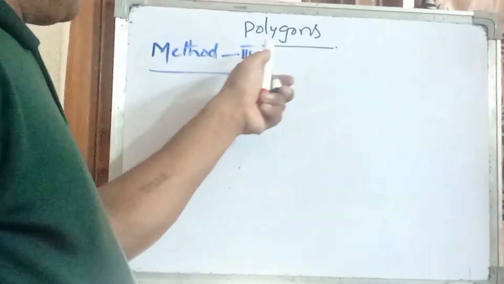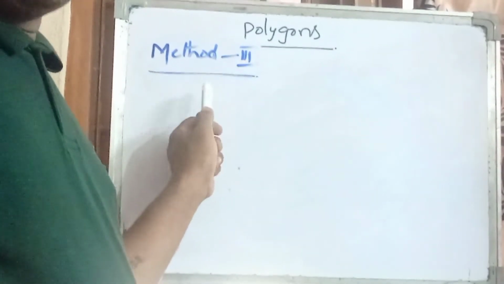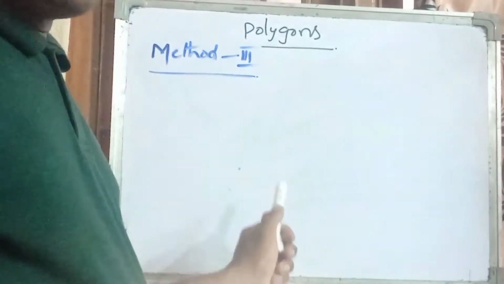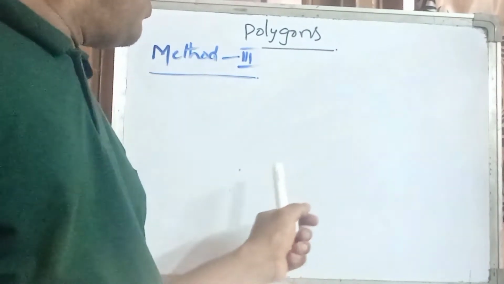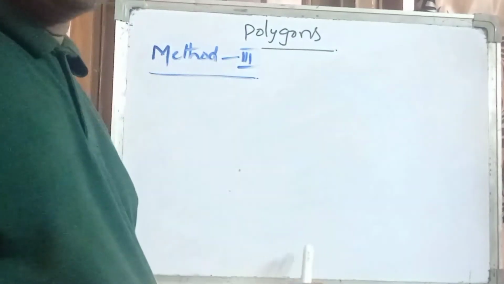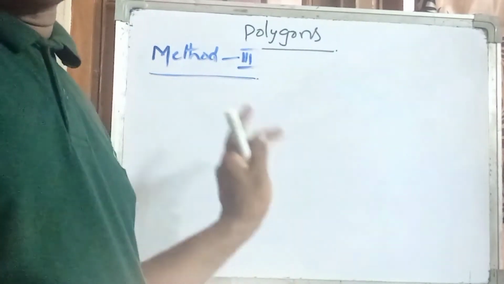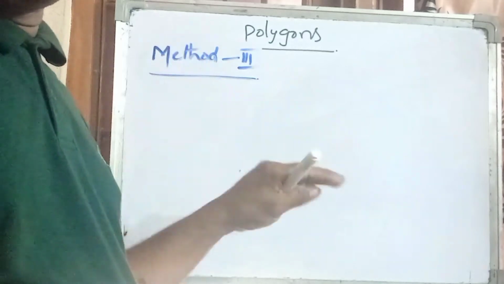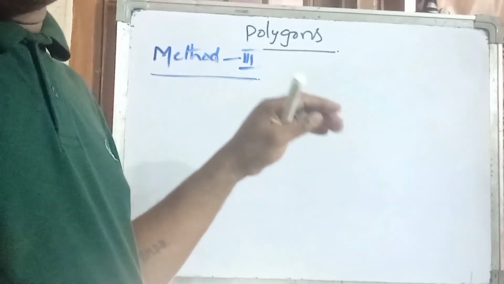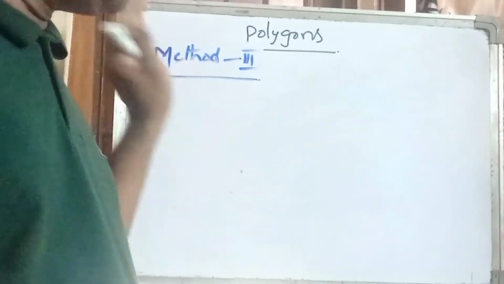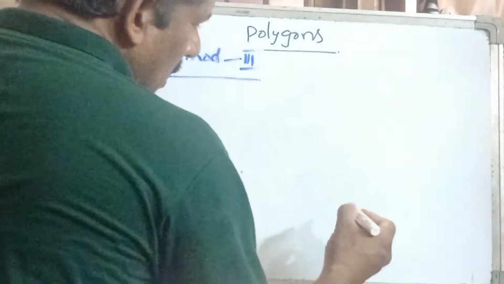Now in polygons, sir, we go for method 3. By using this method 3, how to construct the polygon? The miracle is that in one circle itself, in one figure itself, we can draw all the polygons. We can go for pentagon, hexagon, heptagon, triangle, square. Any type of polygon we can draw by using this method 3. Okay, so we'll see here also.